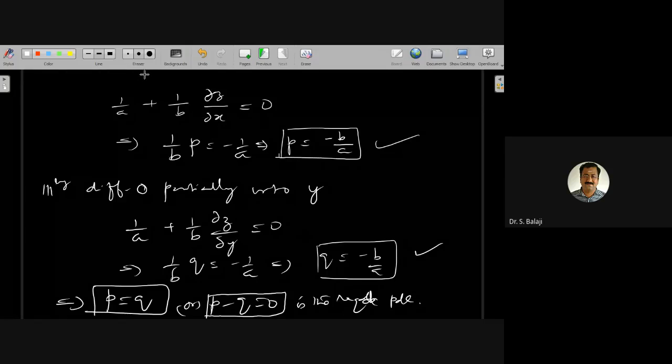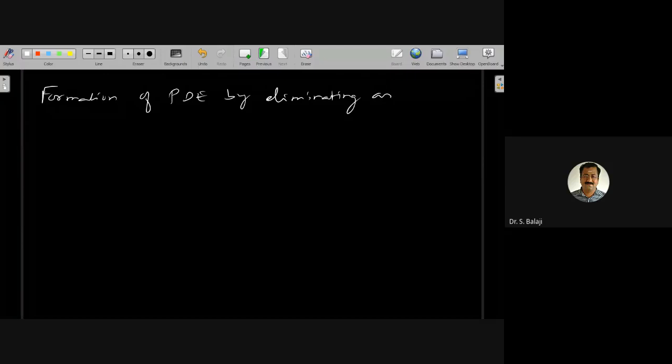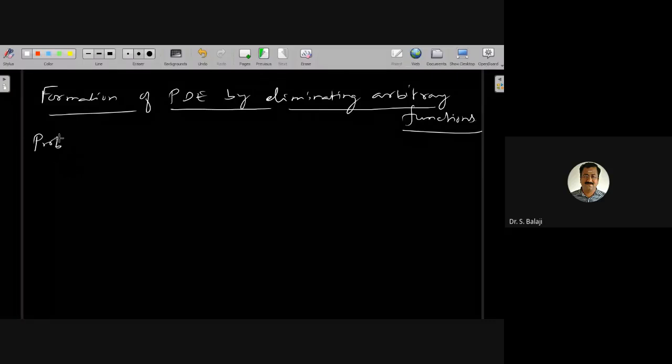Now we have another concept: formation of partial differential equation by eliminating arbitrary functions. That is also another concept that we will see now. Some problems based on this idea.